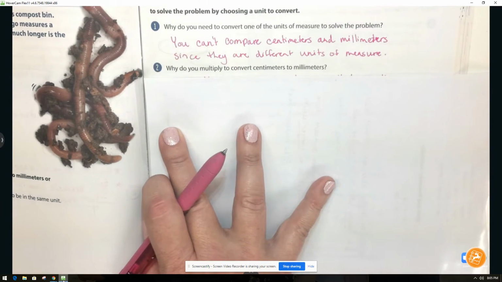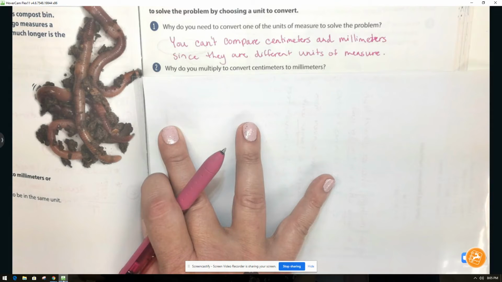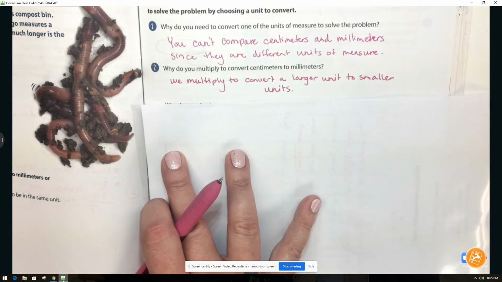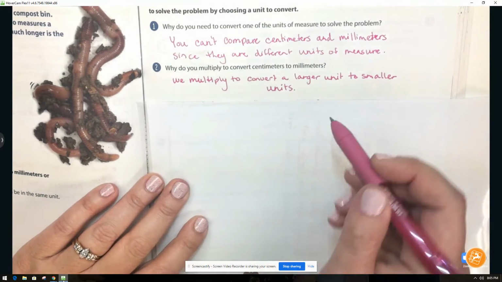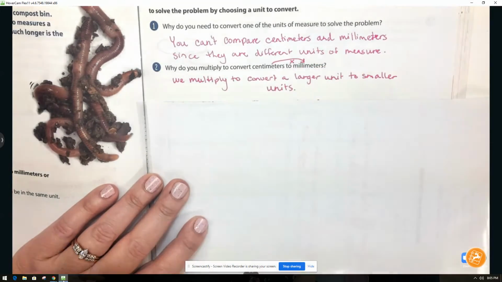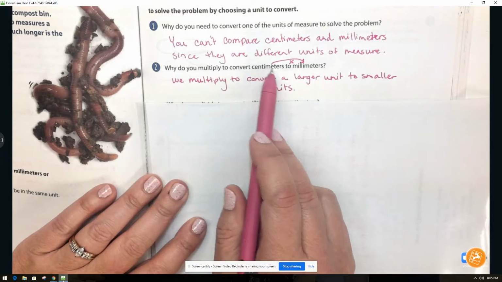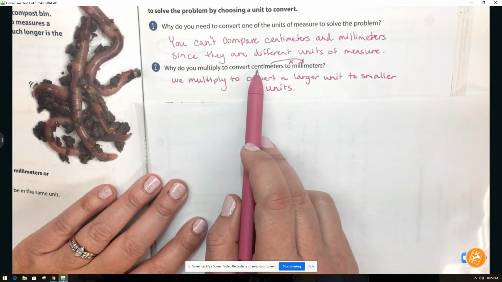Number 2, why do you multiply to convert centimeters to millimeters? So why is it that we multiply when we're converting from centimeters to millimeters? Now remember, I have been preaching this to you for the last 2 weeks. We multiply to convert a larger unit to a smaller unit. So don't forget, anytime you go from a larger unit to a smaller unit, you're going to multiply because there are 10 millimeters in 1 centimeter. So the centimeter is the larger unit.